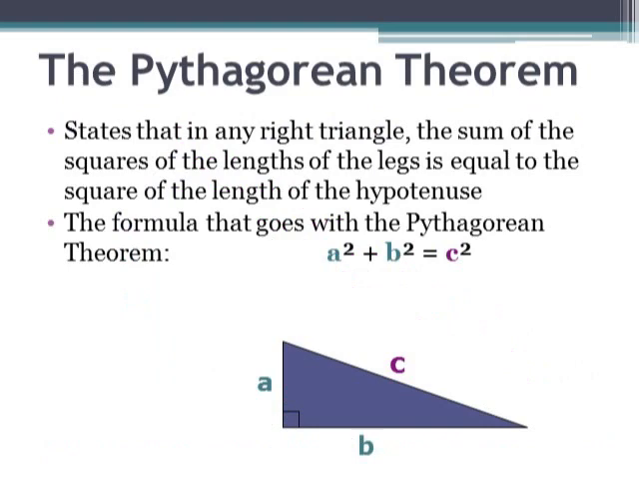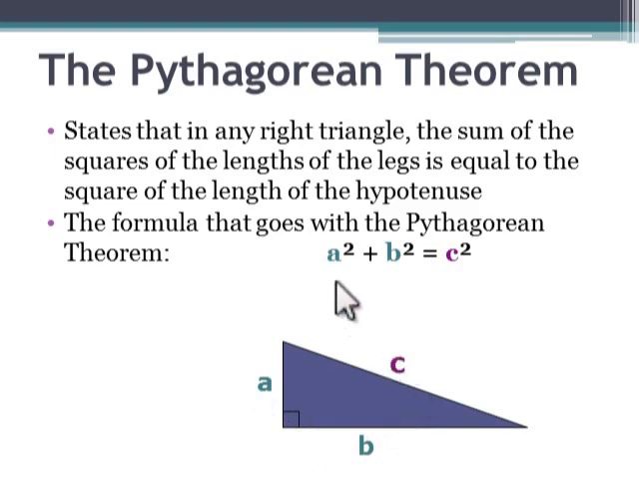You see this on my little bag that I carry. The Pythagorean theorem says that in any right triangle, it has to be a right triangle, if you add up the squares of the legs, you will equal the square of the hypotenuse.